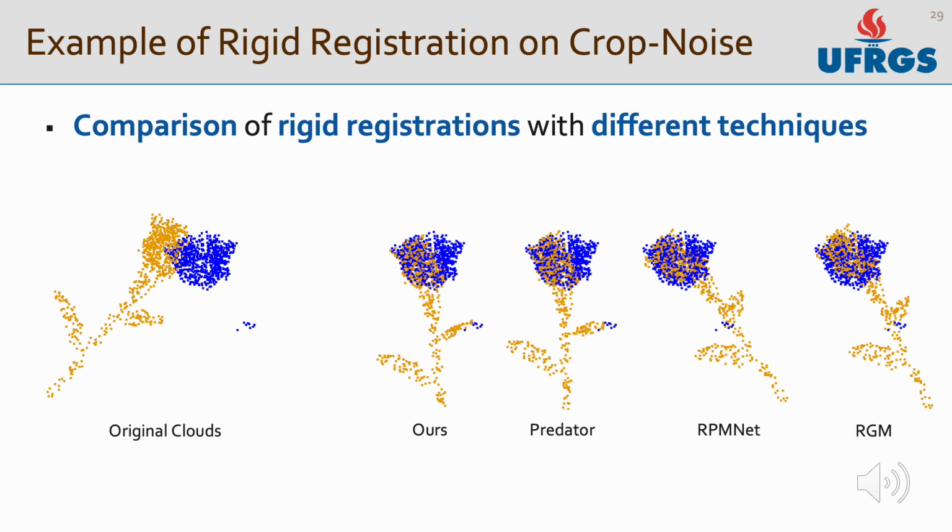This example again compares the mentioned techniques with partial clouds with Gaussian noise. In the target, the whole branch is missing and there is only the tip of a leaf to add context. Ours and Predator perform the best, while the other two incorrectly align the branch to the leaf.